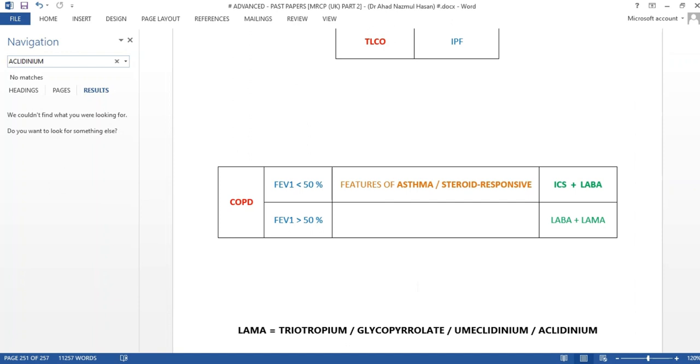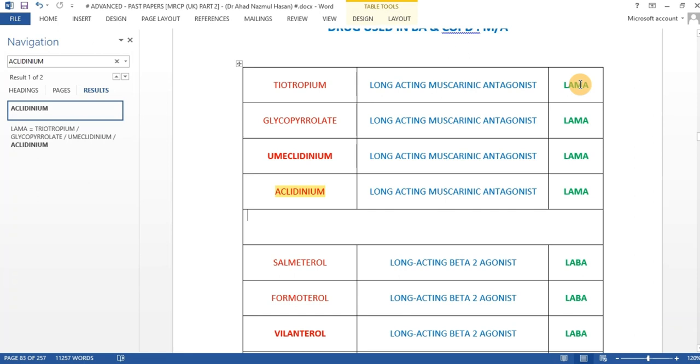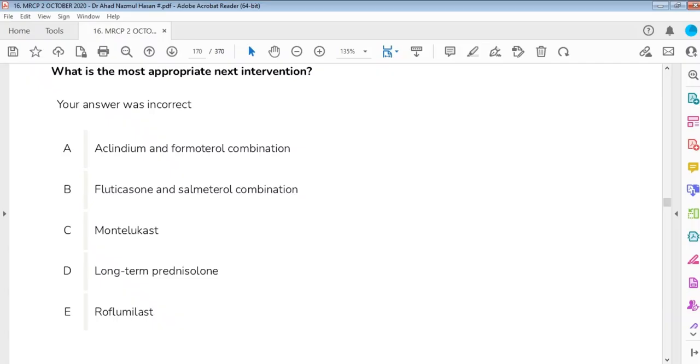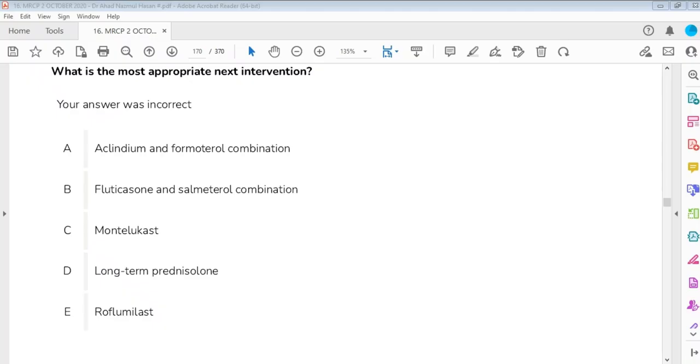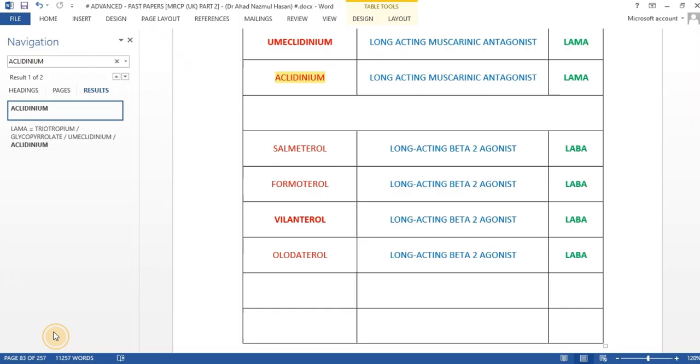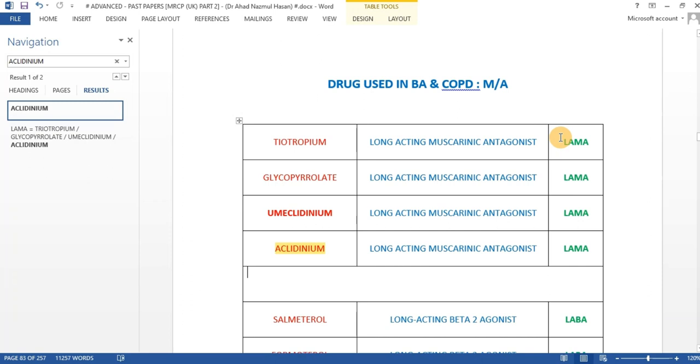The long-acting muscarinic antagonists are tiotropium, glycopyrrolate, umeclidinium, and aclidinium. So aclidinium here is the LAMA, long-acting muscarinic antagonist. And salmeterol, formoterol, vilanterol, and olodaterol are the long-acting beta agonists. So here, formoterol is the long-acting beta agonist. Also look at this very carefully. They are the agonist, but they are the muscarinic antagonist. They are not the muscarinic agonist. Always remember, LAMA means muscarinic antagonist, not muscarinic agonist.